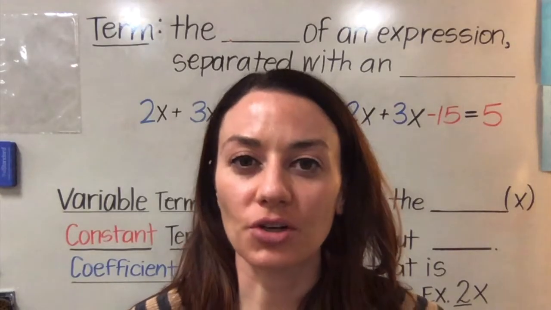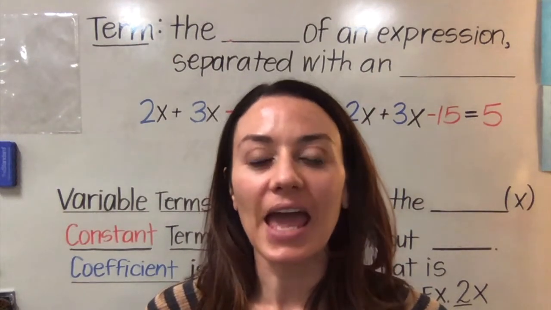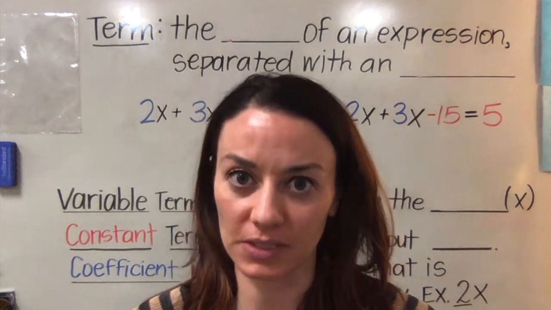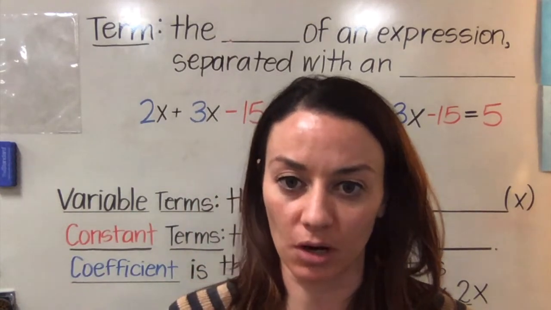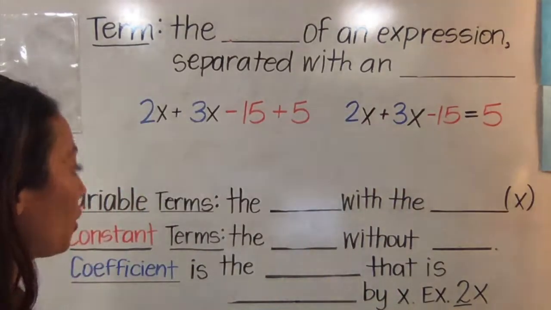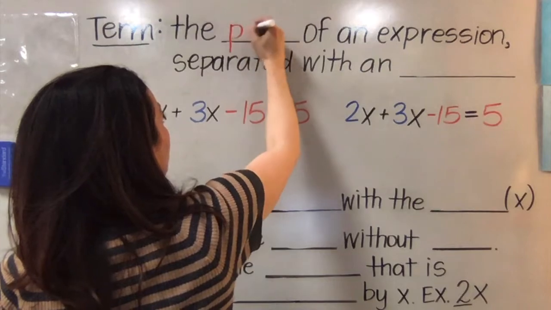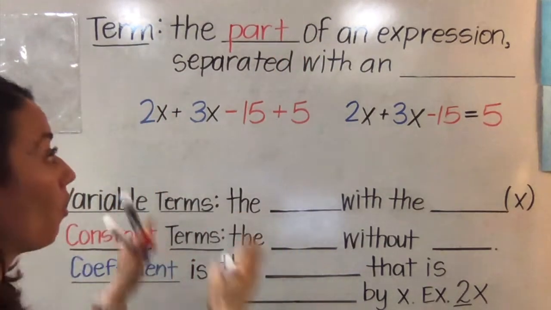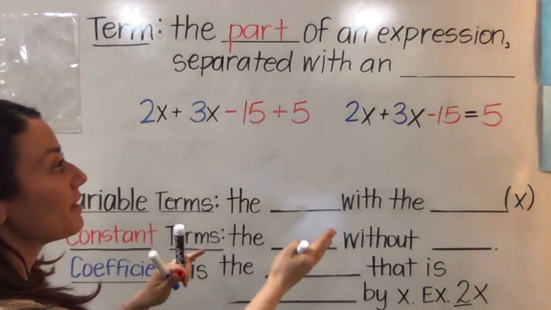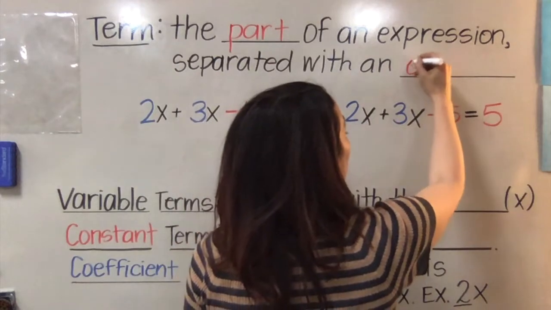We're going to start to solve equations that involve multiple steps because they have many terms in the equation. So let's identify what terms are. A term is the part of an expression or an equation that is separated with an operation.